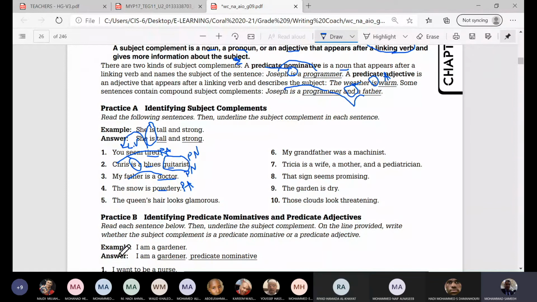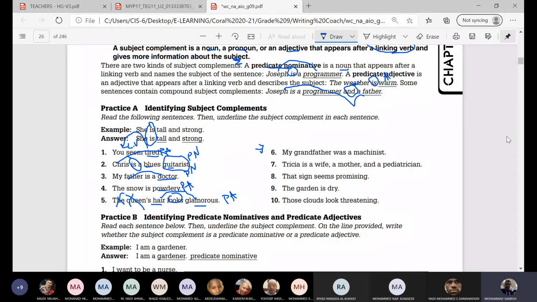I'm thinking, mister. Glamorous. Of course it is. The verb looks is linking, and glamorous is an adjective describing back the subject hair. So it's a predicate adjective. The subject is not queens. No, it's the noun hair. And hair, glamorous, they are related. Adjective describing back the subject. That's why it's called subject complement. Thank you. Number 6.